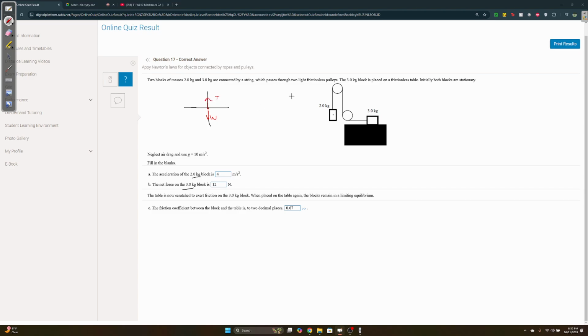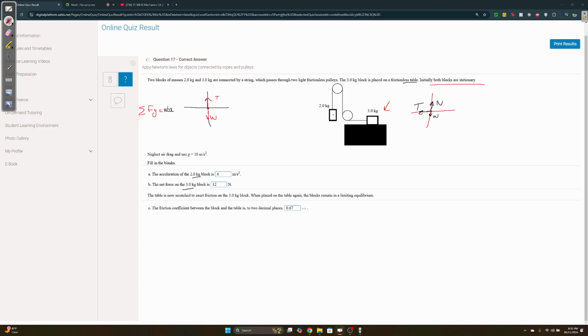Initially both blocks are stationary, so sigma Fy is equal to 0, so T is equal to W, which is equal to the mass times g, so 2 times 10. So T is equal to 20. Now for the 3 kg block, you have the tension to the left. They said it's frictionless. Weight down, normal up. They said it's accelerating. Sorry, they said acceleration, so of course it should be equal to ma.